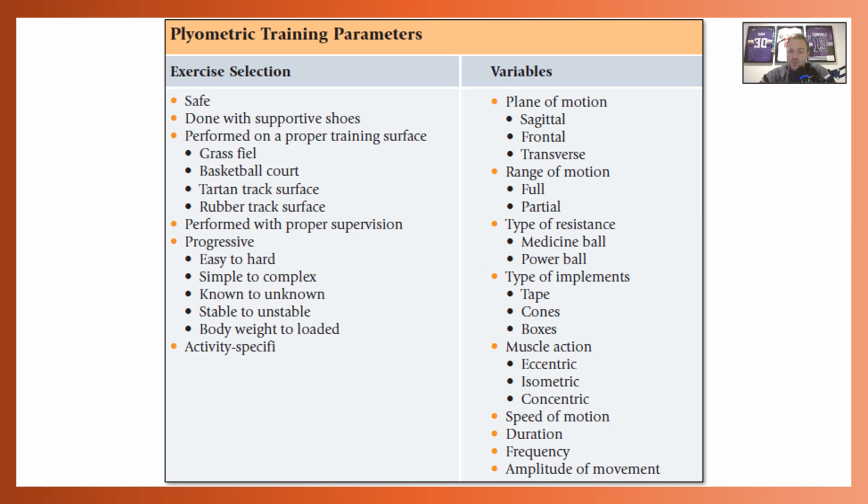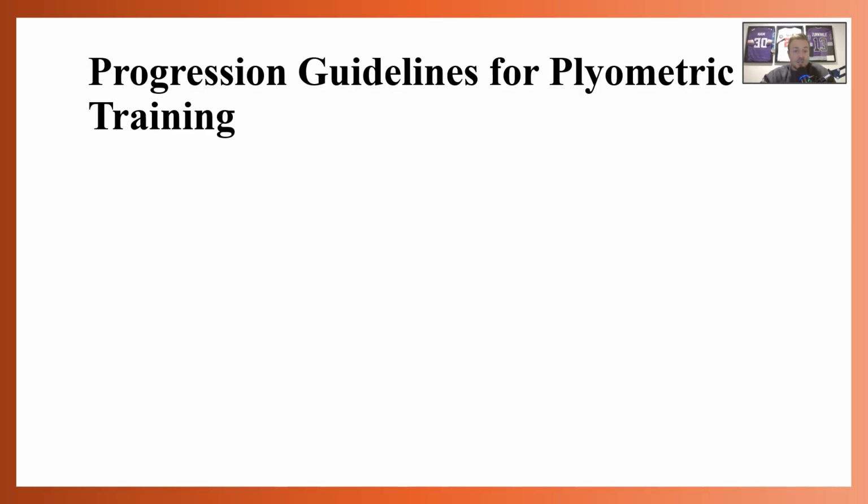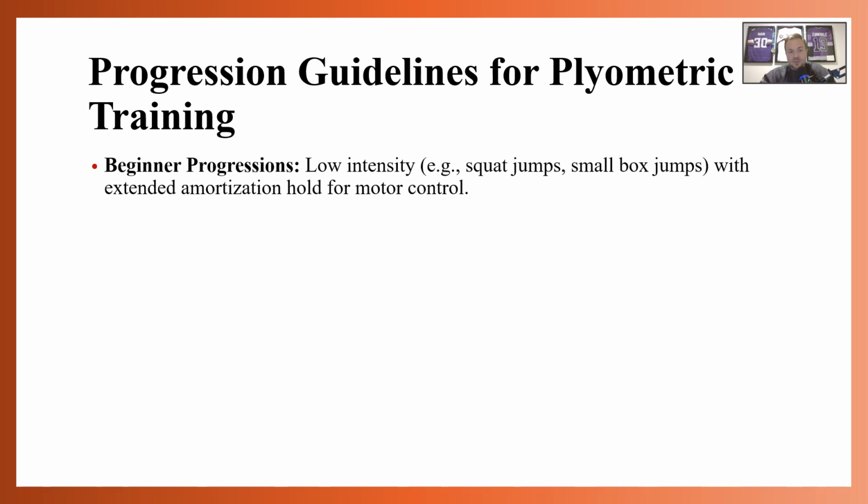Okay. Can you do different types of resistance? Of course you can. Medicine balls, power balls, and equipment like tape, cones, boxes, etc., so that you can manipulate the environment to get a certain training output. We're thinking about our muscle actions. We've already kind of beat that dead horse in this lecture. What about speed of movement, duration, frequency, amplitude? All these things are important to consider as variables in designing your exercise program. How about progression guidelines for plyometric training? Again, we think of beginner or novice athletes, intermediate and advanced athletes.